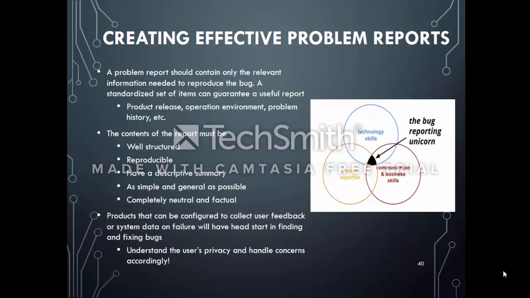The contents of the report must be well structured and reproducible, have a descriptive summary, be as simple and general as possible, and be completely neutral and factual. Products that can be configured to collect user feedback or system data on failure will always have a head start in finding and fixing bugs, but it's important to understand the user's privacy here and handle those concerns accordingly.